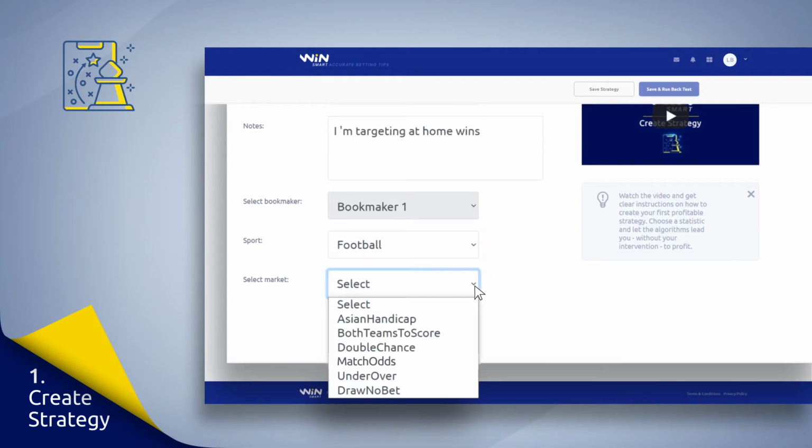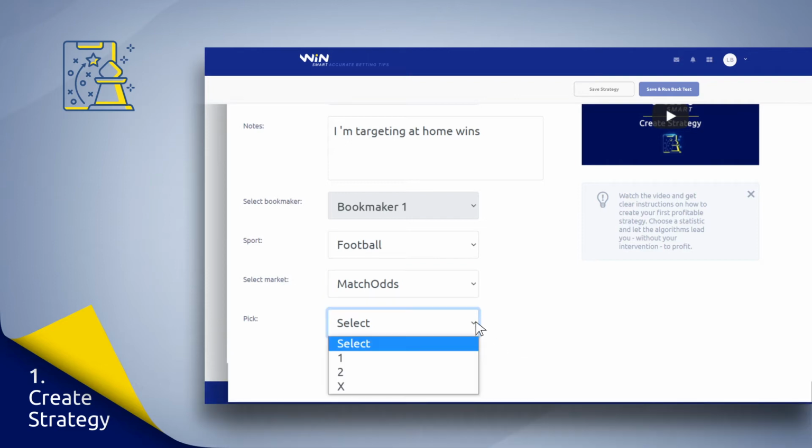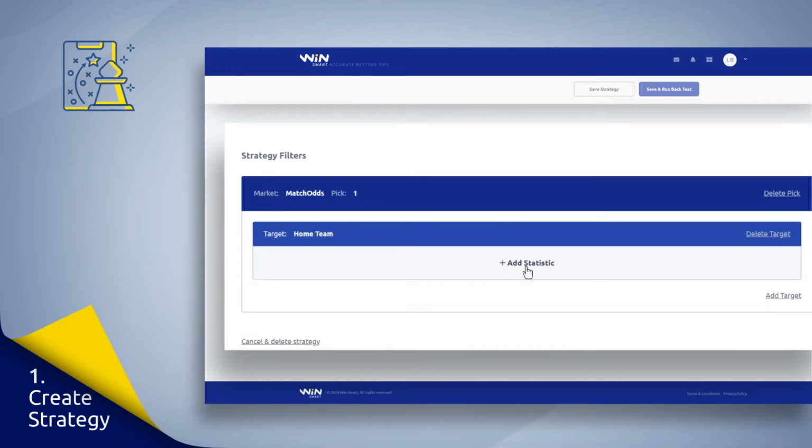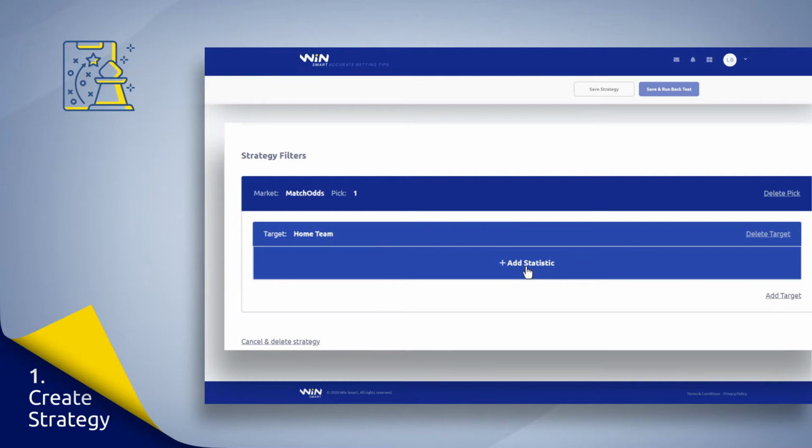Then you get to choose the market you target. For instance, match odds, and after that, the column pick. You select one of the options of each market. Let's choose the most popular one, home win. In this way, you just chose to create a strategy betting only on home wins.